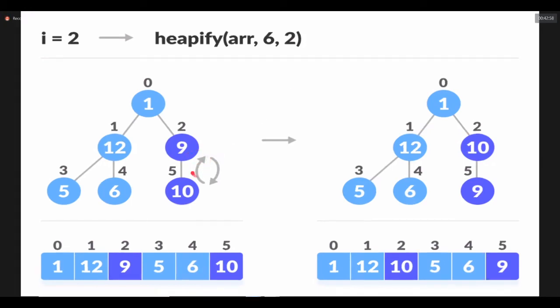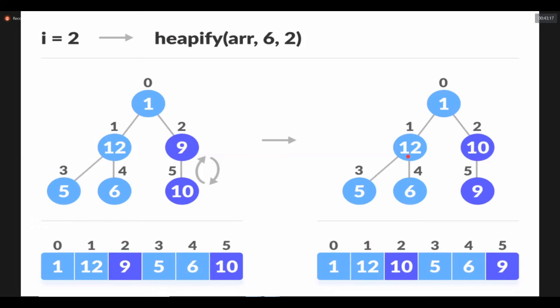Okay, apply the heapify here. So swap the 10 and 9. Next, what is the code here? i value decreased by 1. So this is 1, 2. i value decreased by 1 means i value is 1. So what is the element at index 1? 12. Okay, here apply the heapify.